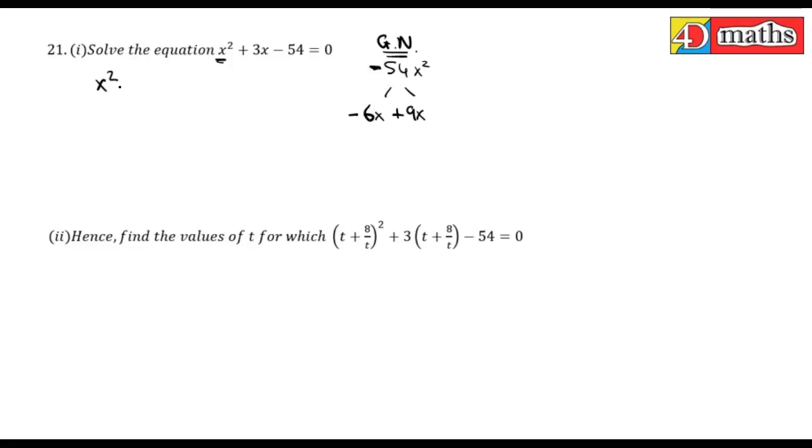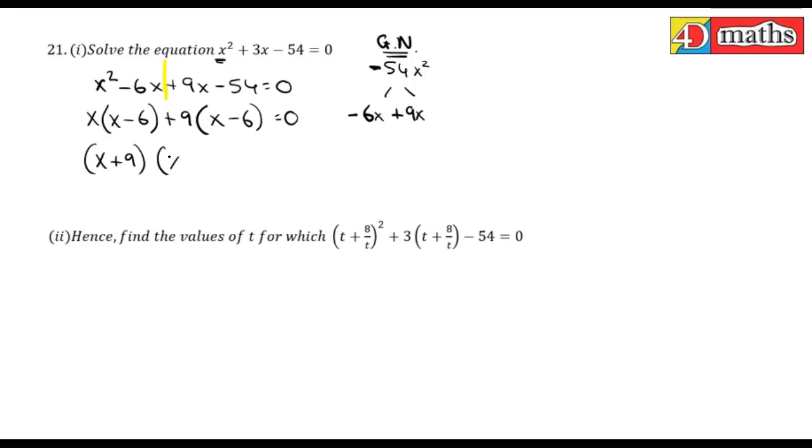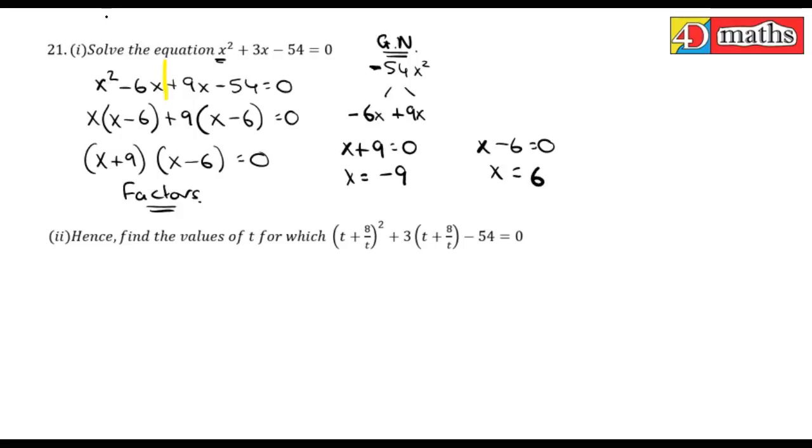So you get x squared minus 6x plus 9x minus 54 equals 0. We split into half, take x out, you're left with x minus 6. Take 9 out, you're left with x minus 6. So my two factors are going to be x plus 9, x minus 6 equals 0. So they're called the factors. To solve it, I let each factor be equal to 0. So x is equal to minus 9, and x minus 6 is equal to 0, x is equal to 6. So there's my two values for x.